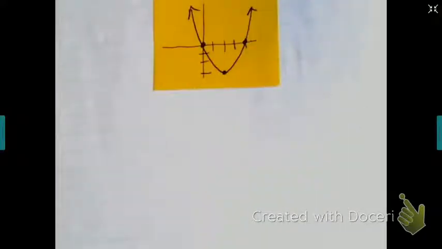Here's just a random graph. It's a parabola. How do I know it's a parabola? Because it has a U shape. If it looks like a U, it's a parabola. Okay, the first thing I need to know, and you guys already know how to do this, is I want to know what the zeros are. So if I look at it, can you tell me what the zeros are? 0 and 4. I already know that.